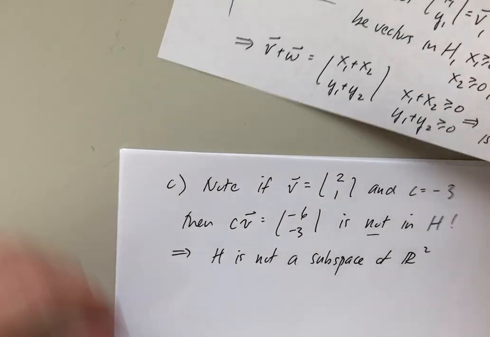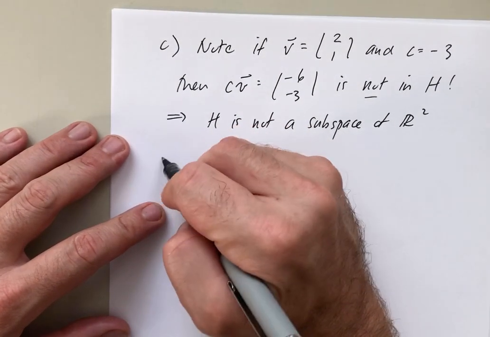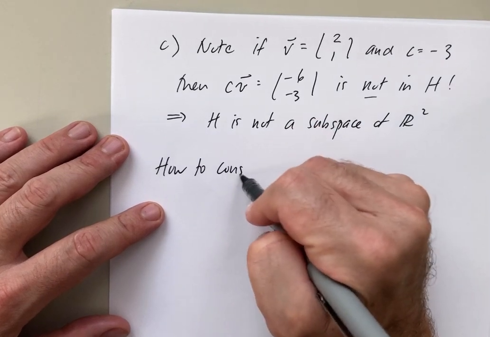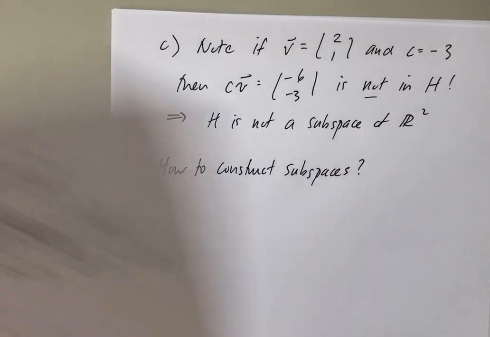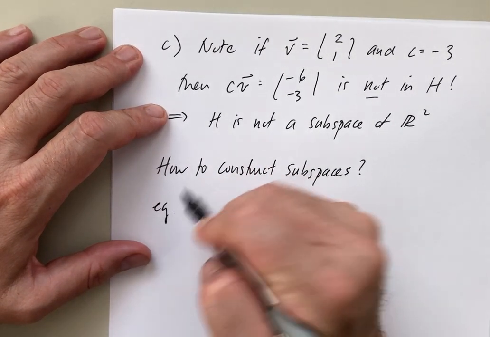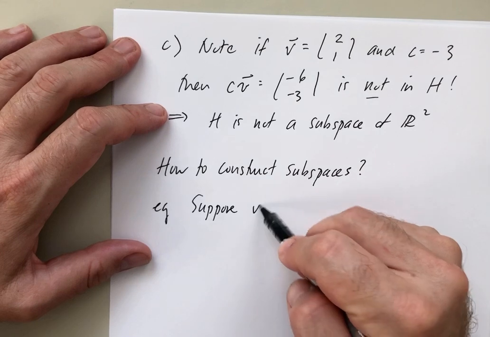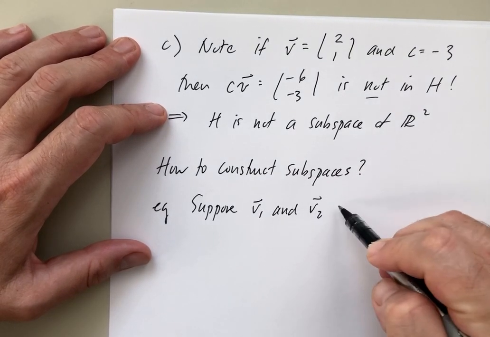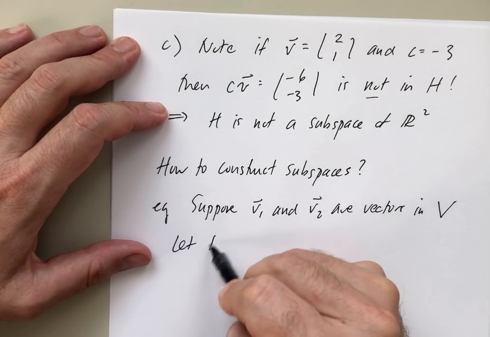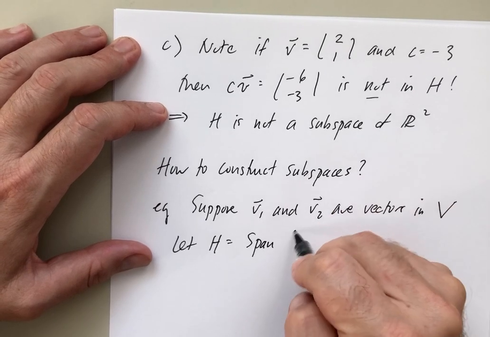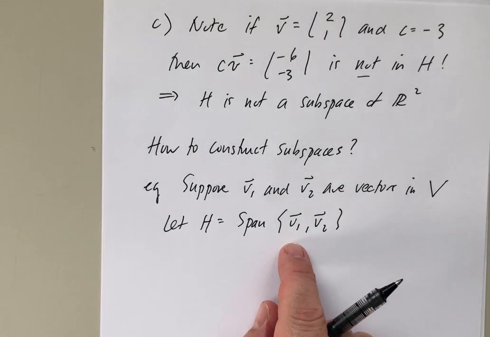I want to do one more thing before we head out. Actually, another example, a positive example of a subspace. So maybe I want to ask, how do you actually construct subspaces? And let me just do this with an example. E.g., suppose V1 and V2 are vectors in some subspace V. And let's let H be the span of those two vectors. So as you guys know, this means that it's the set of all possible linear combinations.